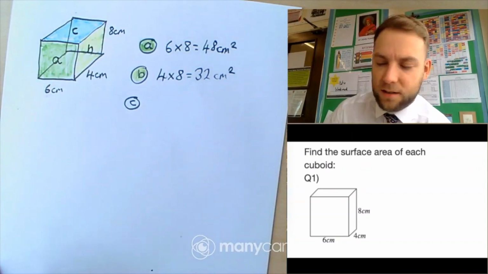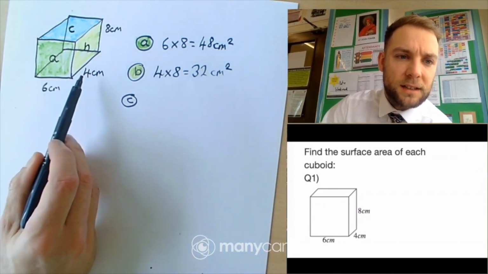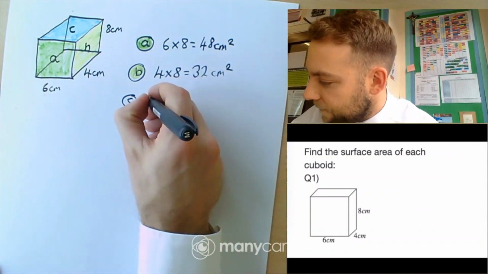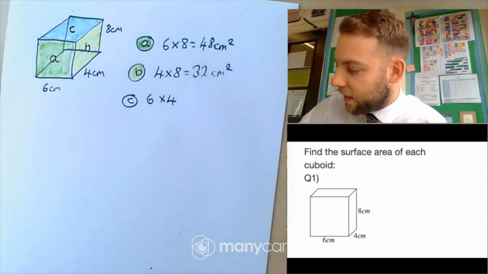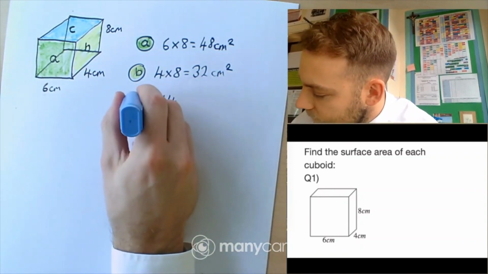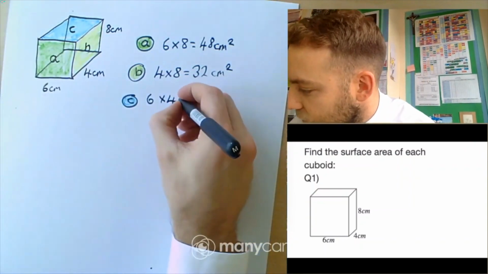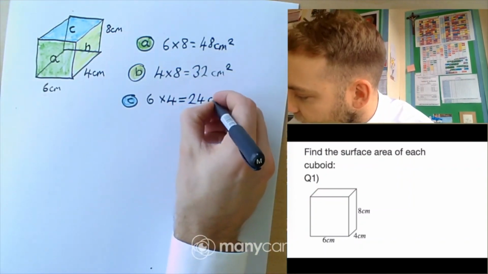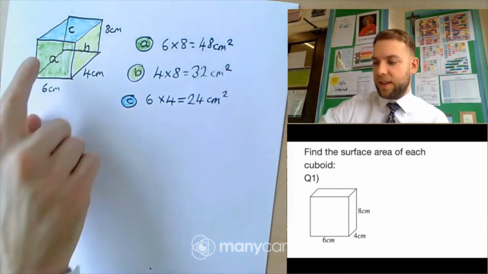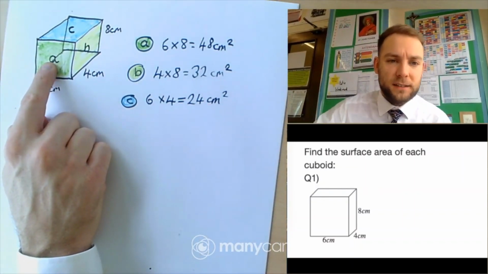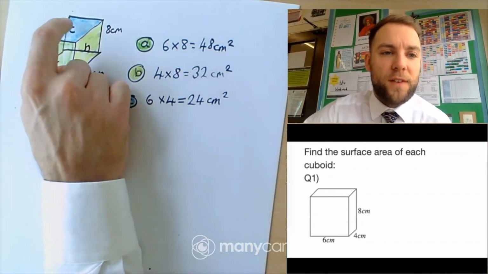Now, some people do find this hard to see, but it's going to be 6 across and then 4 up there, same as this here, the 6 and the 4. So it's going to be 6 times by 4. I'm going to highlight that in blue. So 6, 12, 18, 24 is equal to 24 centimetres squared. So now we know the area of this front face, we know the area of this side face, and we know the area of this top face up here.